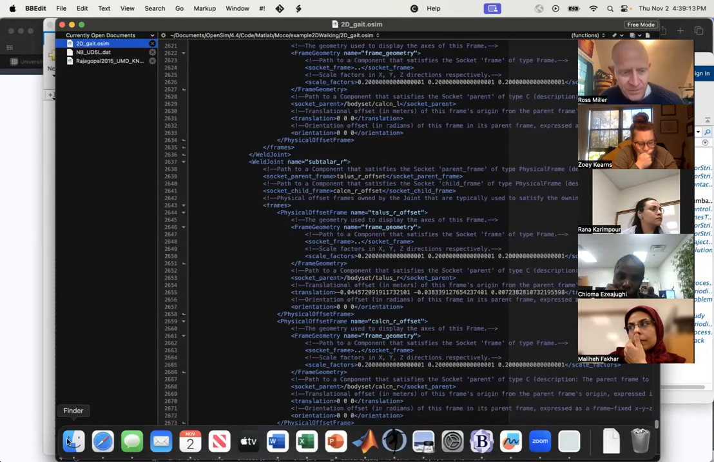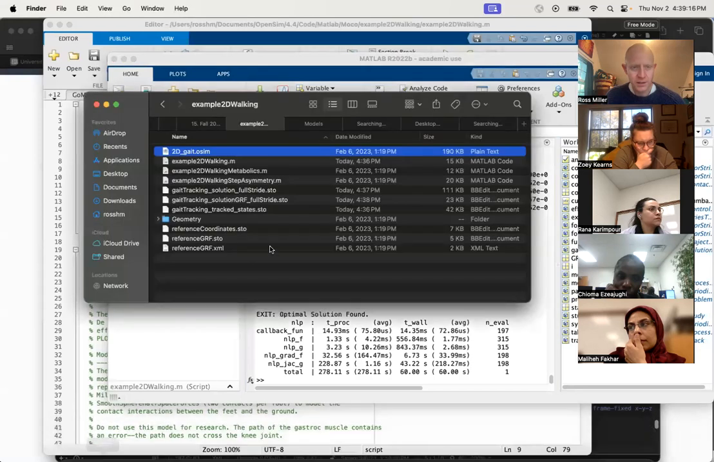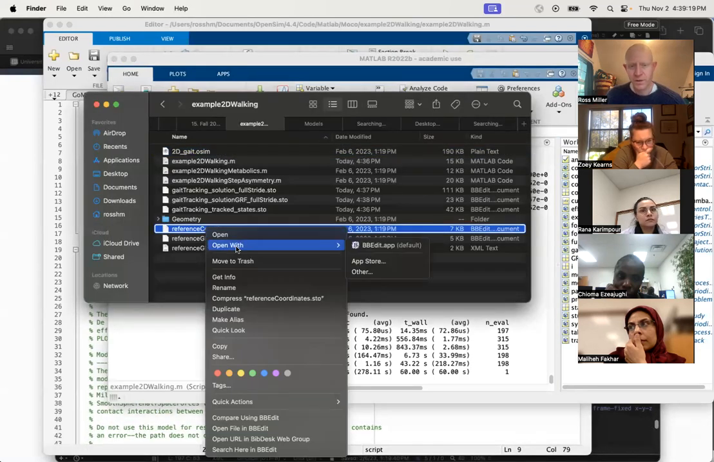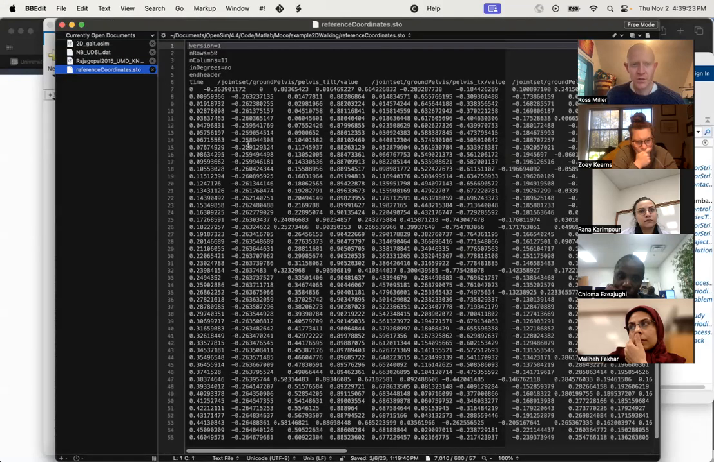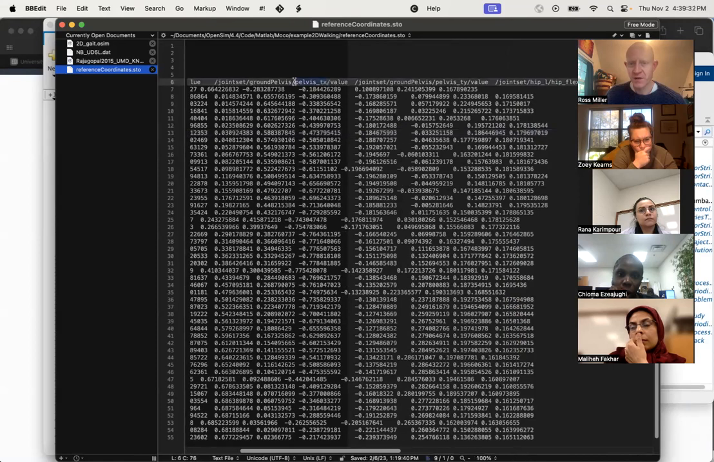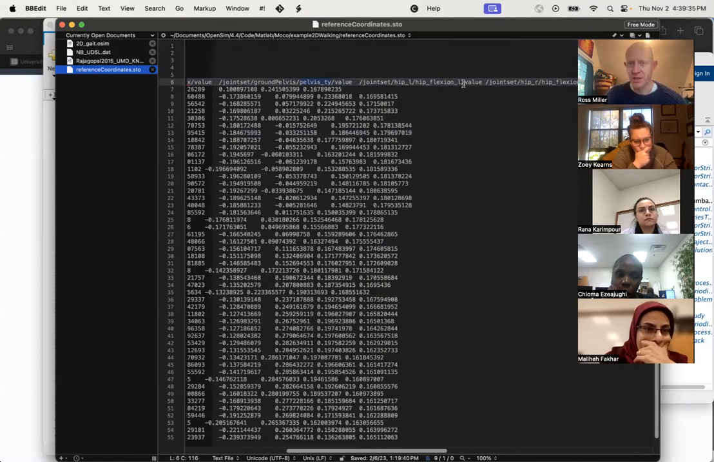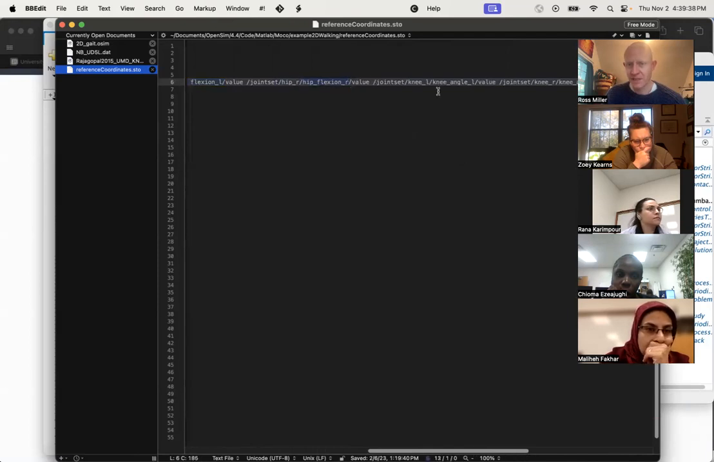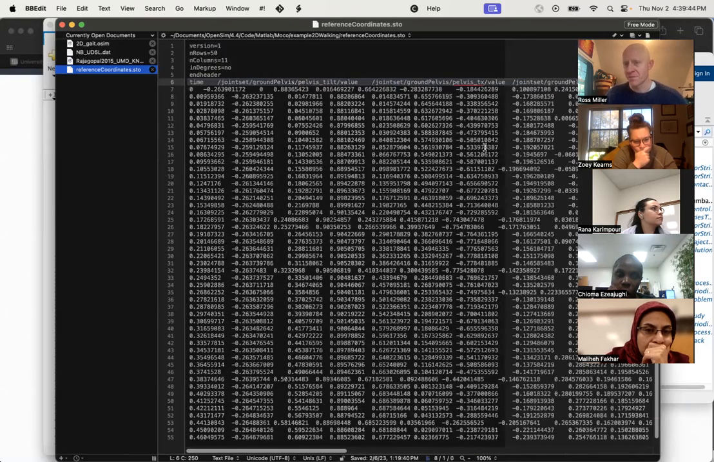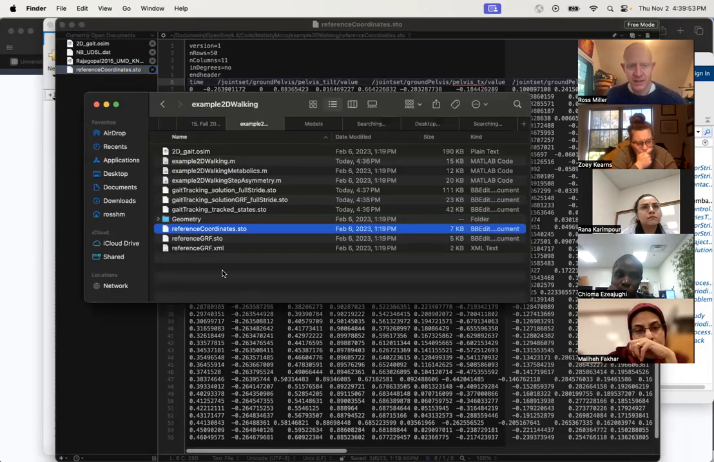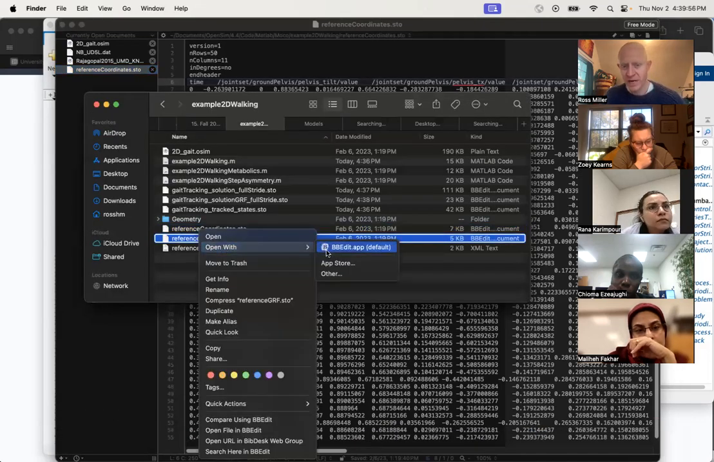So it's taking that model and it's saying, here are these reference coordinates, which is data from somewhere for the angle of pelvic tilt, the pelvis horizontal translation, the pelvis vertical translation, left hip flexion, right hip flexion, left knee flexion, right knee flexion, ankle angle, all of the motion, some target motion of the angles of the joints and the segments that I want the model to try to track as closely as possible. And it's also giving it some reference ground reaction forces.